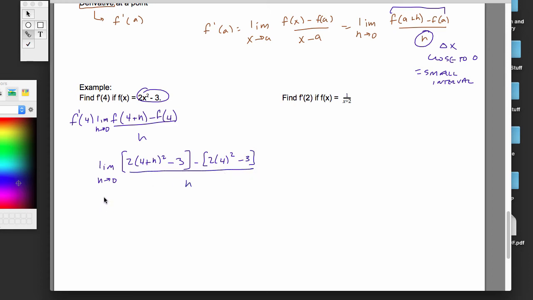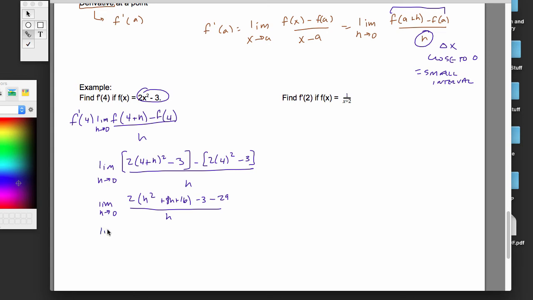So this is where that algebra comes in handy. I told you that calculus sometimes looks like a lot of algebra, and you've got to be really proficient at it. And so we're going to have 2 times, and I'm going to expand this right away. I've got h squared plus 8h plus 16 minus 3 minus, and then this amounts to, so this would be 2 times 16, which is 32, minus 3, minus 29, over h.